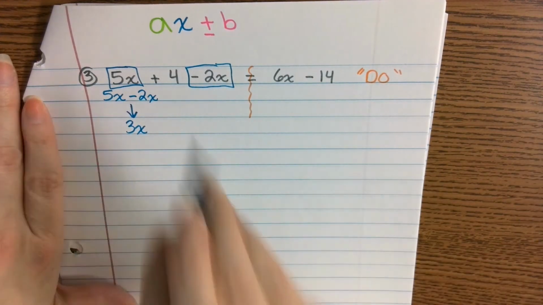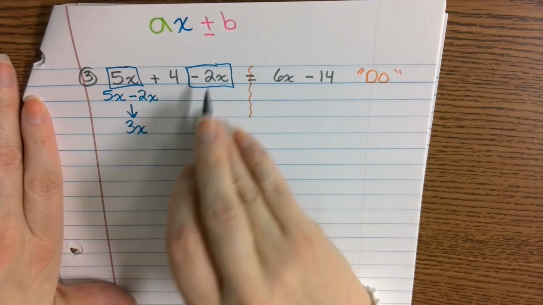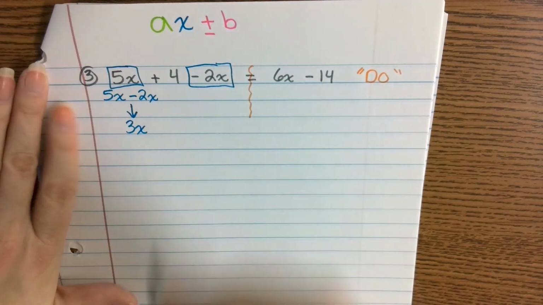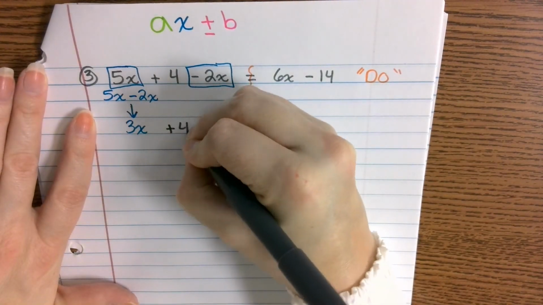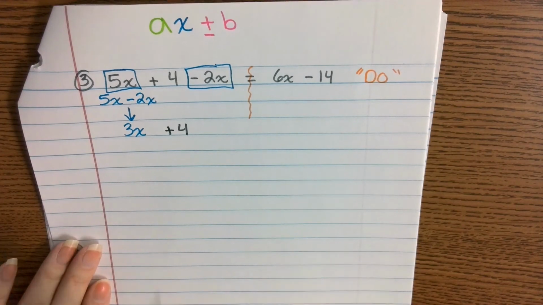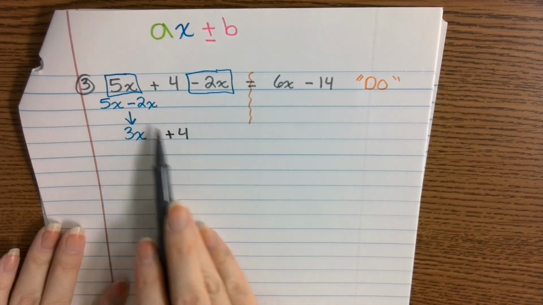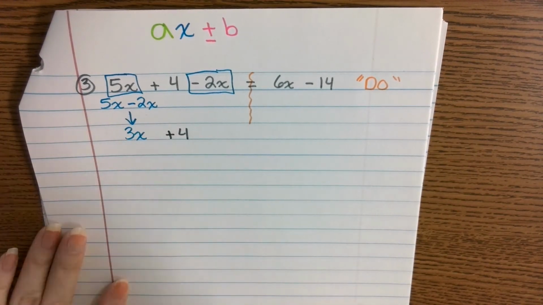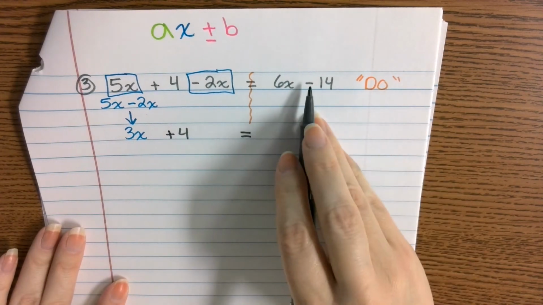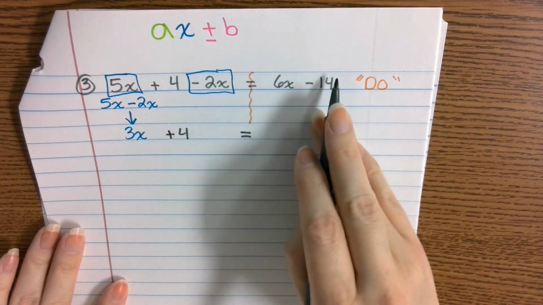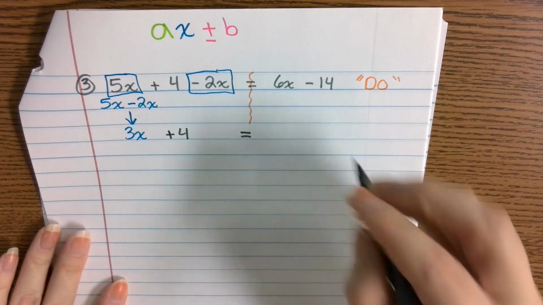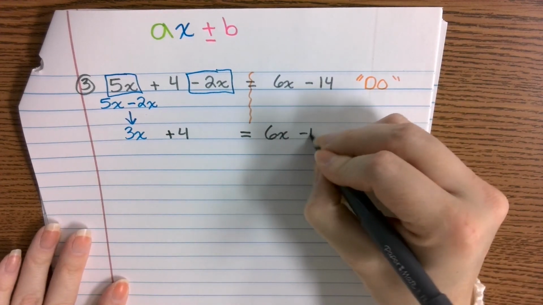Okay, now that plus 4, I don't have a like term on this side with it. So I'm just going to bring that down as plus 4. So now I have it simplified to the ax plus b format. On my other side, it's already simplified into ax plus or minus b. So I can just bring that down as it is.